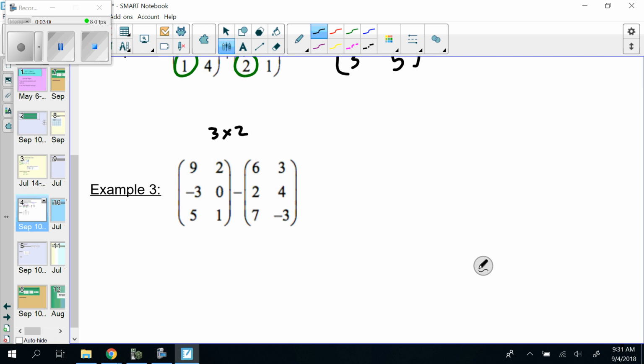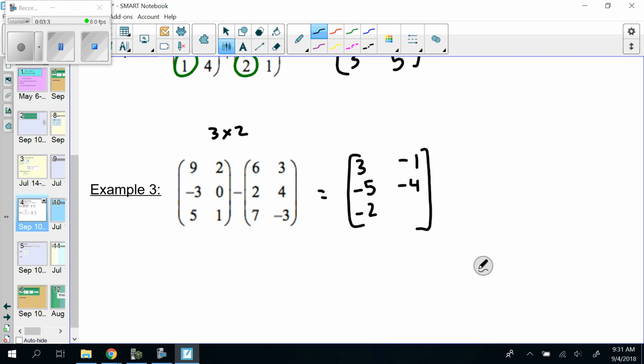And again, you just subtract the same location. Be a little bit careful with subtraction. Remember some of our subtraction rules, especially with negatives and zeros. 9 minus 6 gives us 3. 2 minus 3 ends up being -1. Negative 3 minus 2: we're subtracting a number, so we get an even bigger negative. That's -5. 0 minus 4 is -4. 5 minus 7 is -2.